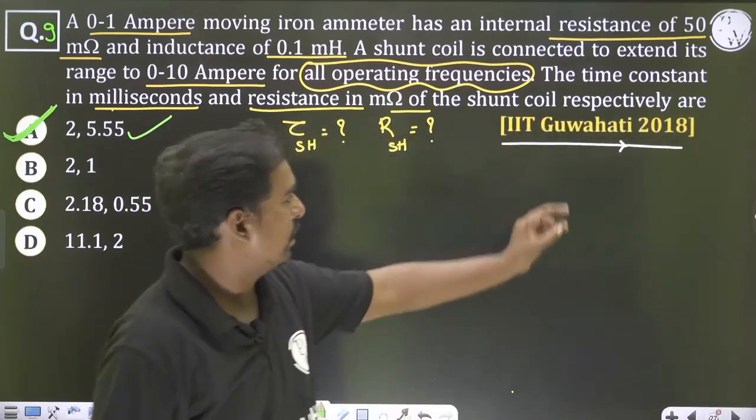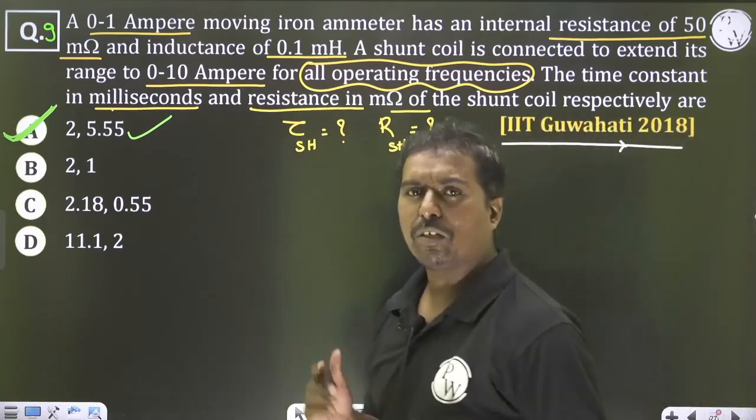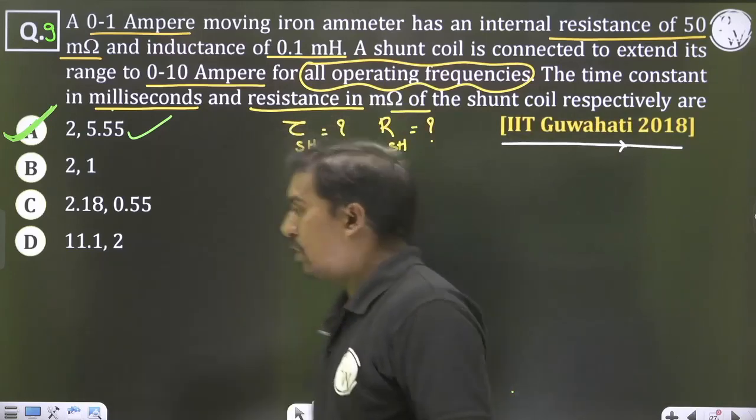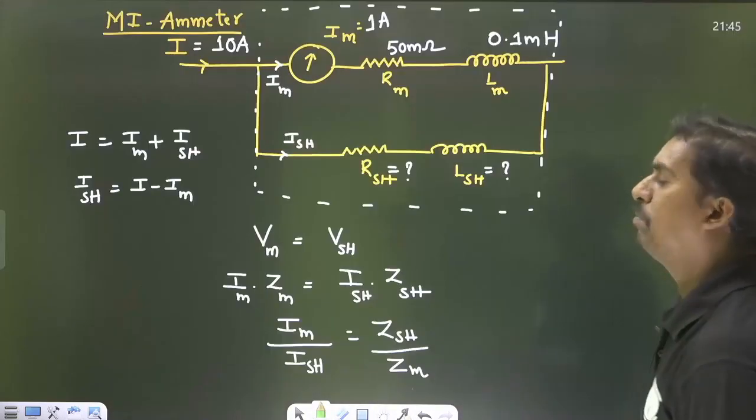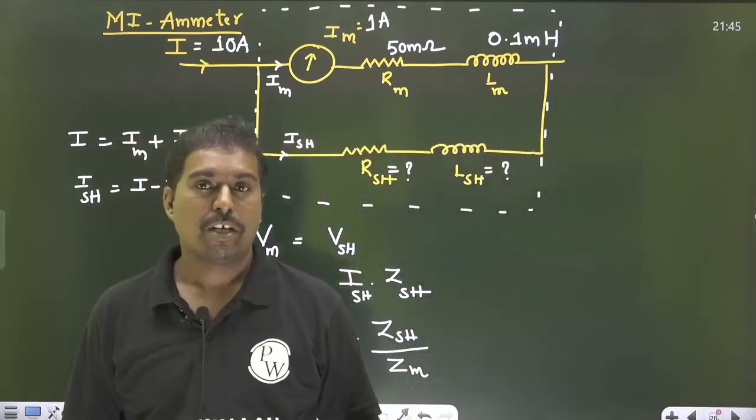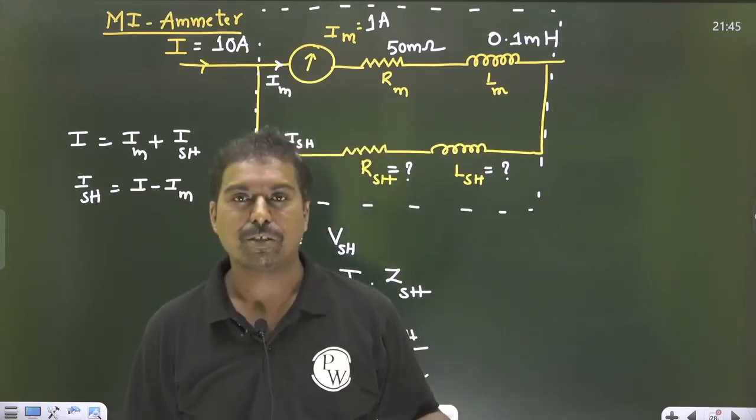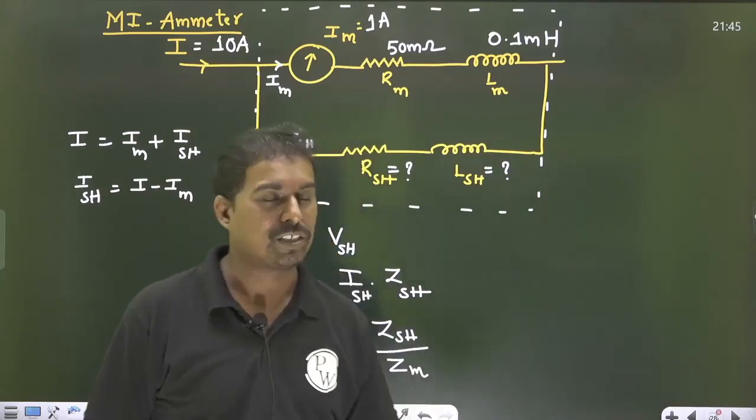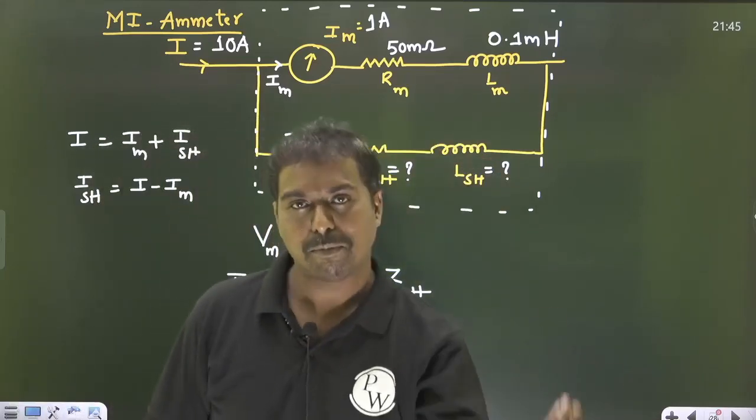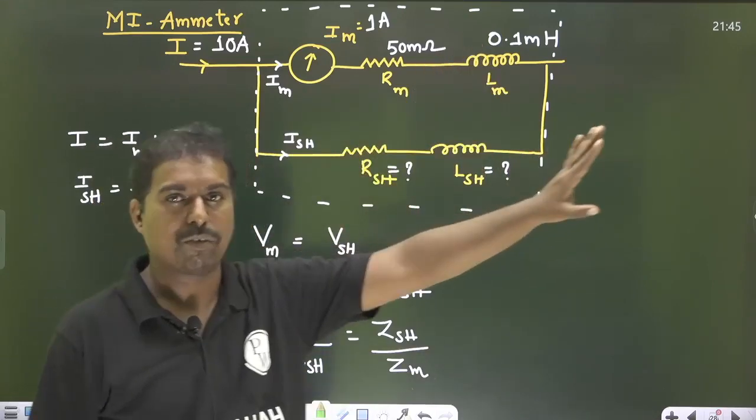Question was asked in IIT Guwahati in 2000. See, first what I have done, when the question is declared as moving iron ammeter range extension, first of all directly I have gone for the diagram. Once you have conceptual understanding, there is no need to learn the formulas by heart. See, whenever that moving iron ammeter has to work for all the frequencies, it also has to work for zero frequency. When it is working for zero frequency, what happens? It is like a PMMC. Why? Because for zero frequency, the inductance effects, impedance effects will be wiped off.